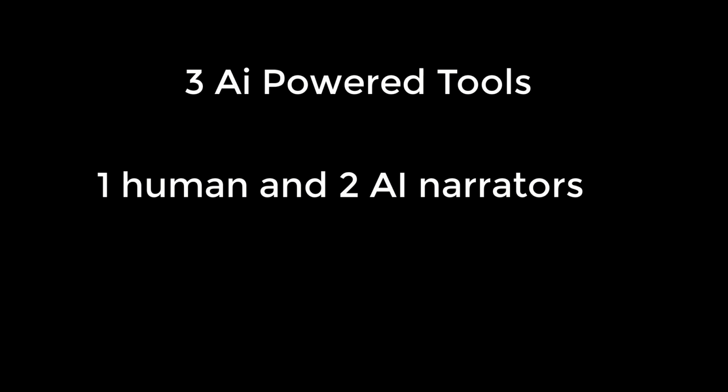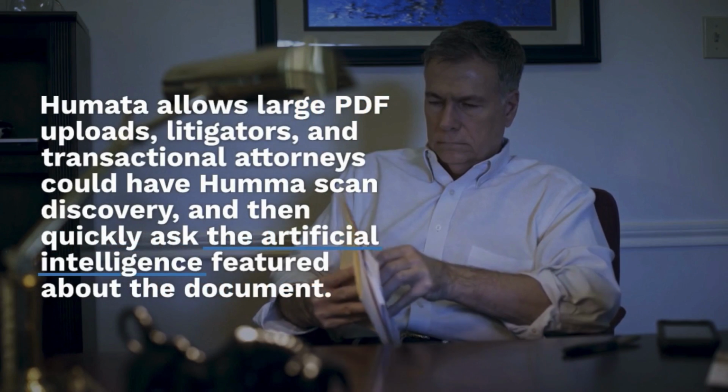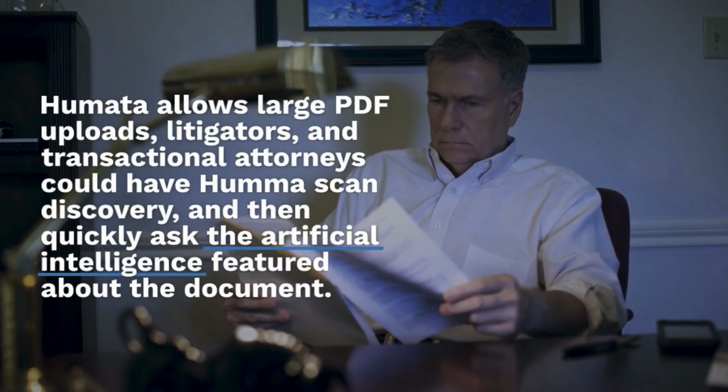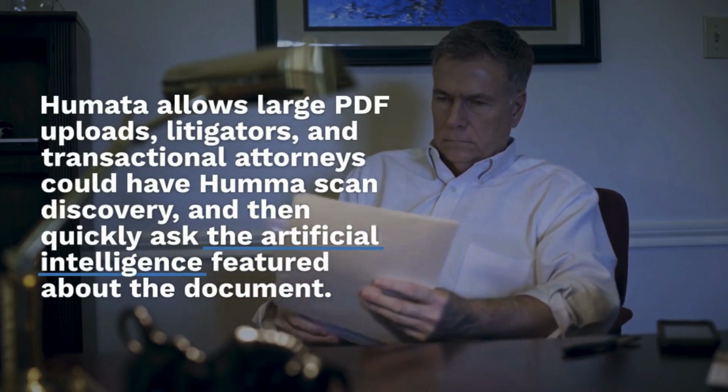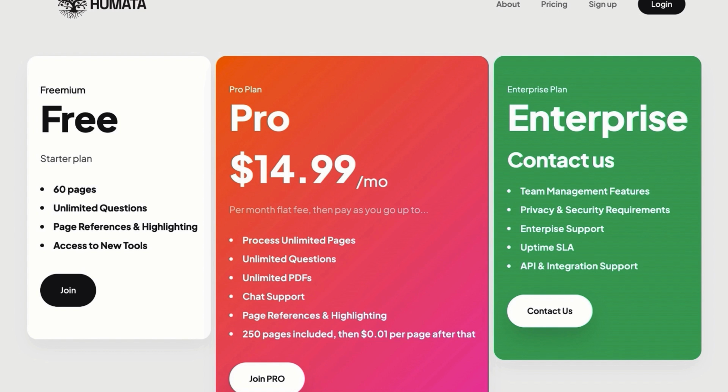3 AI-powered tools, the first of which is introduced by AI version of myself, AI me, number 1. Our first app, powered by artificial intelligence, is Humata. Humata allows large PDF uploads. Litigators and transactional attorneys could have Humata scan discovery and then quickly ask the artificial intelligence feature about the document. It has a free version and a paid version at $14.99.